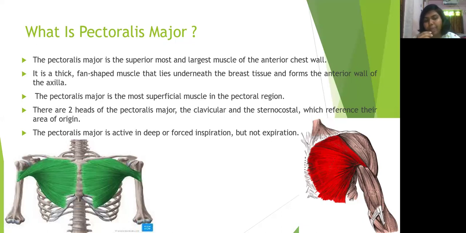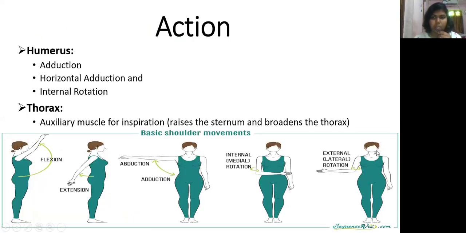There are two heads of pectoralis major. The first one is the clavicular head and the second is the sternocostal head. The pectoralis major is active in deep or forced inspiration but not in expiration. The actions involving pectoralis major are adduction, horizontal adduction, and internal rotation.